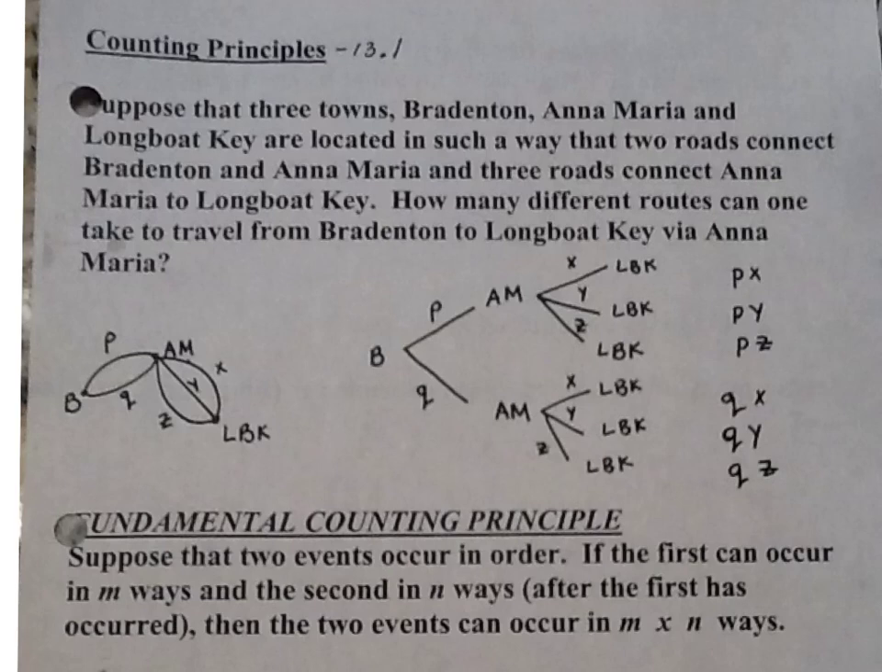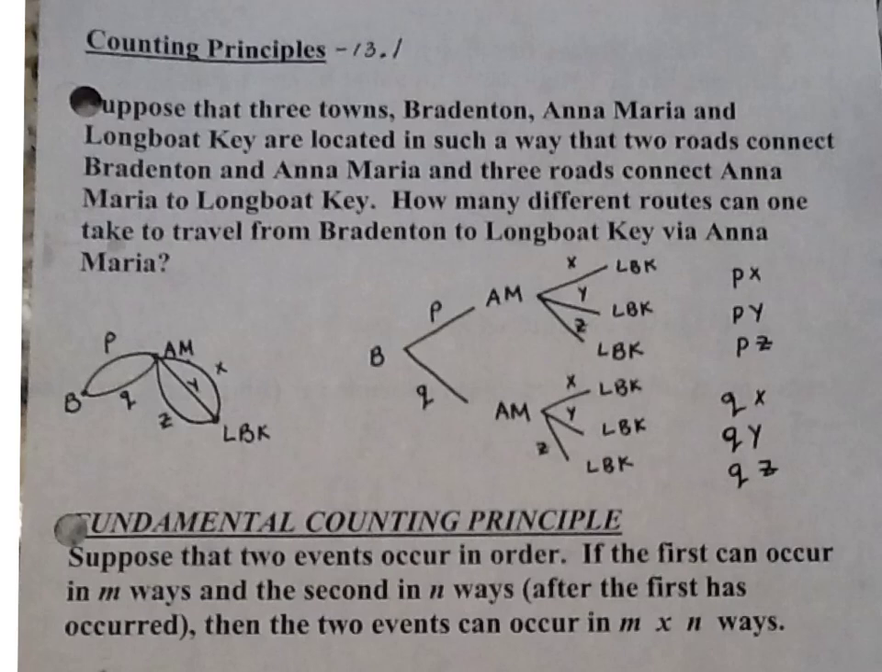And then later in the chapter we'll get into two other things when it matters the way you order objects. In this section it doesn't really matter what order you grab things in. So take a look at this first example here. It says, suppose three towns, Anna Maria Island, Bradenton, and Longboat Key are arranged in a way so that two roads connect Bradenton and Anna Maria, three roads connect Anna Maria to Longboat. How many different routes can one take to travel from Bradenton to Longboat through Anna Maria?